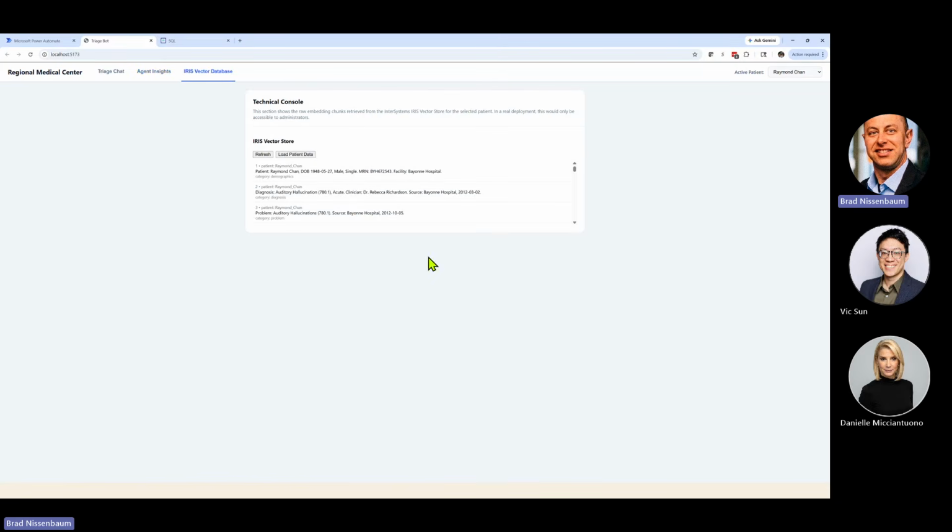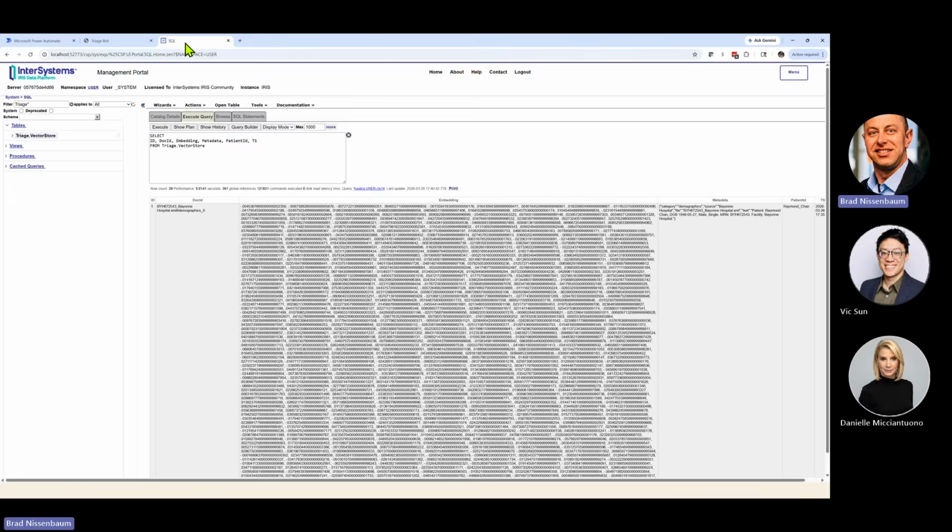And we can also see the data that's stored in the Iris vector store. We can also do a SQL search on this table, and we can see the actual embeddings that are stored in the Iris vector store using the InterSystems Iris management portal SQL wizard.